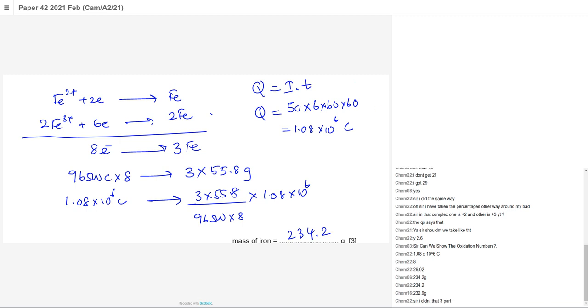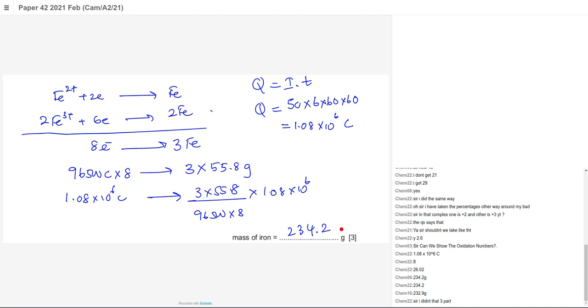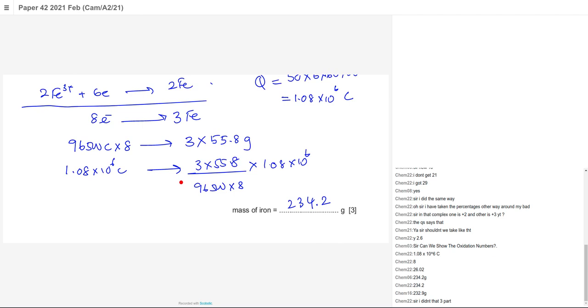Clear? So again, you find the coulombs, construct the overall equation, get the overall moles of electrons and the overall moles of iron deposited. Then you can simply calculate from this relationship. You can get 3 marks: 1 mark for Q equals IT, 1 mark for analyzing the 8 moles of electrons and 3 moles of iron, and 1 mark for the final answer.